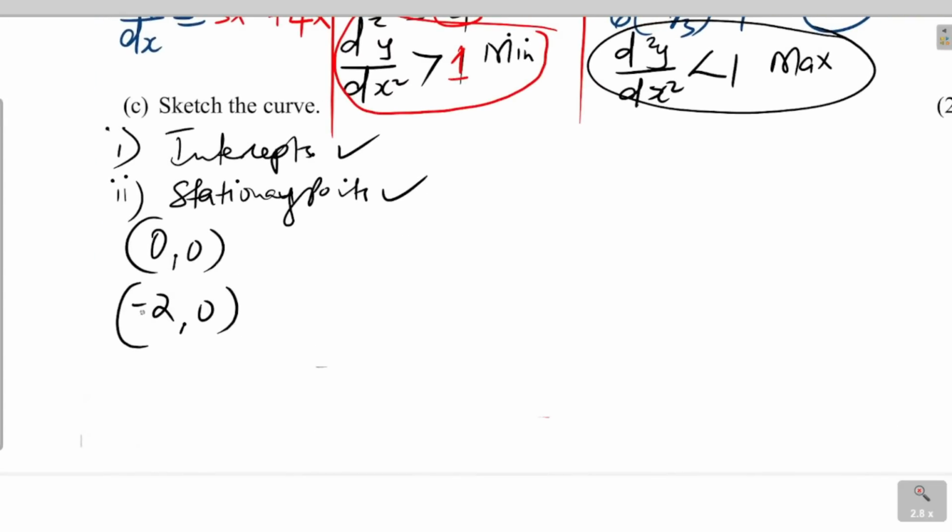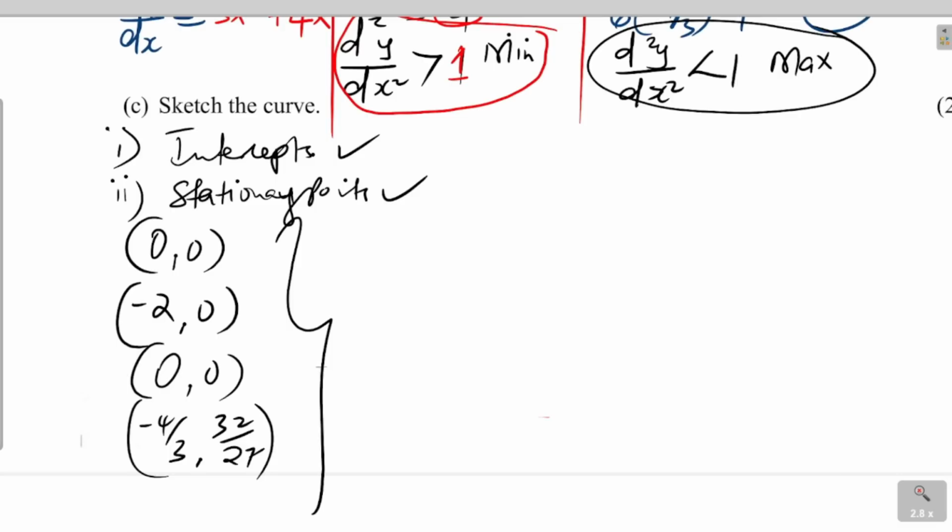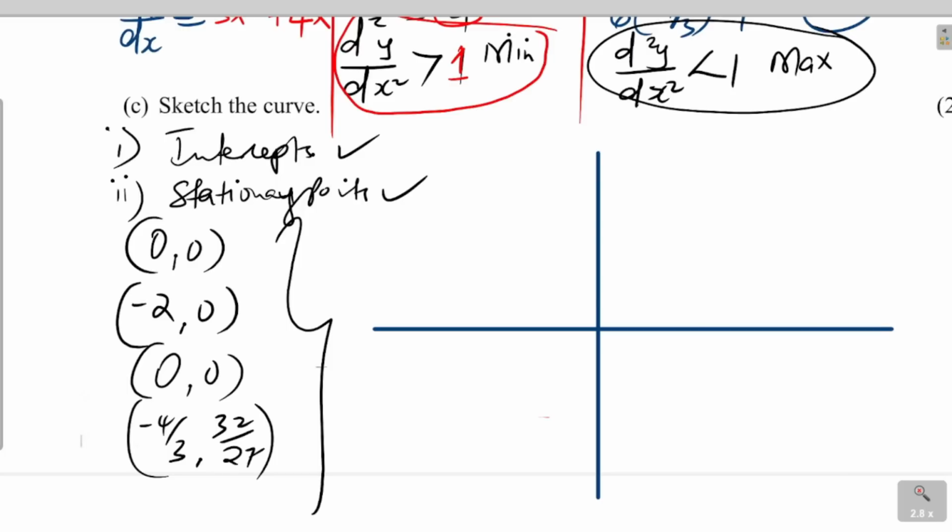So we have (0, 0) and (negative 4 over 3, 32 divided by 27). So this is what we need to sketch the curve. So very first we go to sketching. So this is how we're going to sketch. The y-axis is there. So we have the point (0, 0). And then (negative 2, 0). So we have another point here, (negative 2, 0). That is the point, and (0, 0) is here.